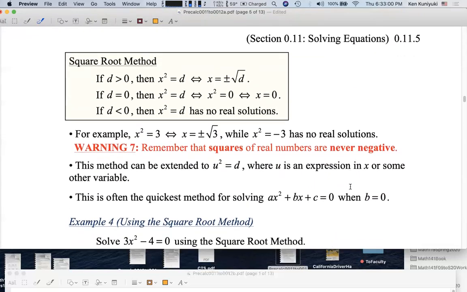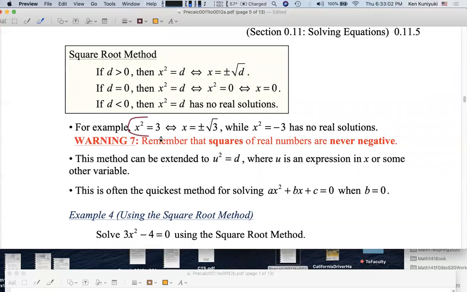The square root method. If you're solving something like x squared equals 3, then the solutions will be given by plus or minus the square root of 3. Don't forget the plus or minus. Now, if you have something like x squared equals negative 3, well, remember, squares of real numbers are never negative. This cannot happen. Solution set is the empty set.